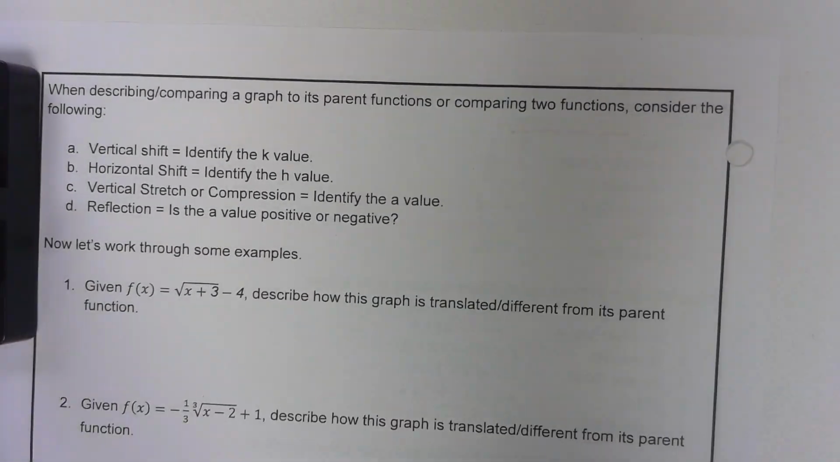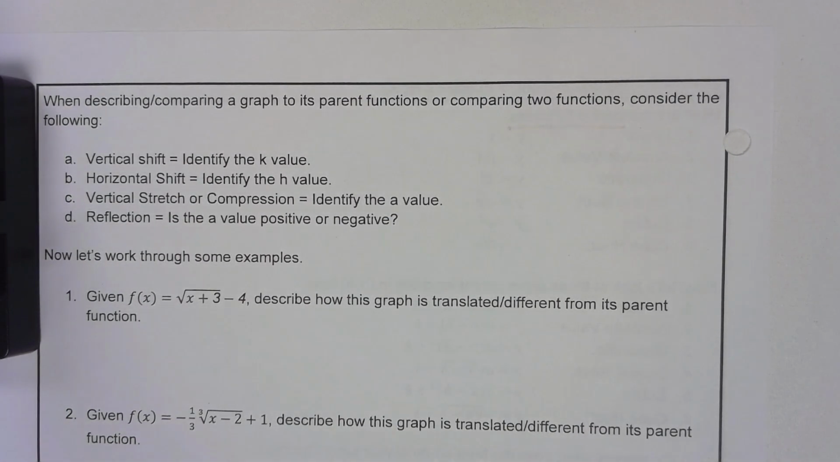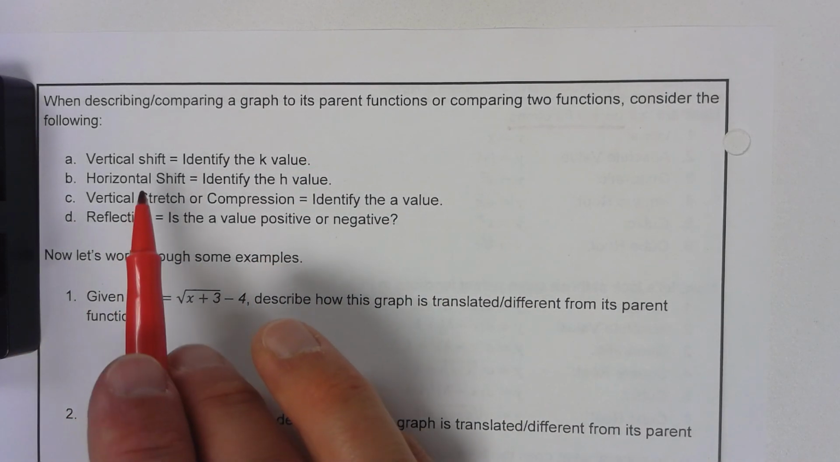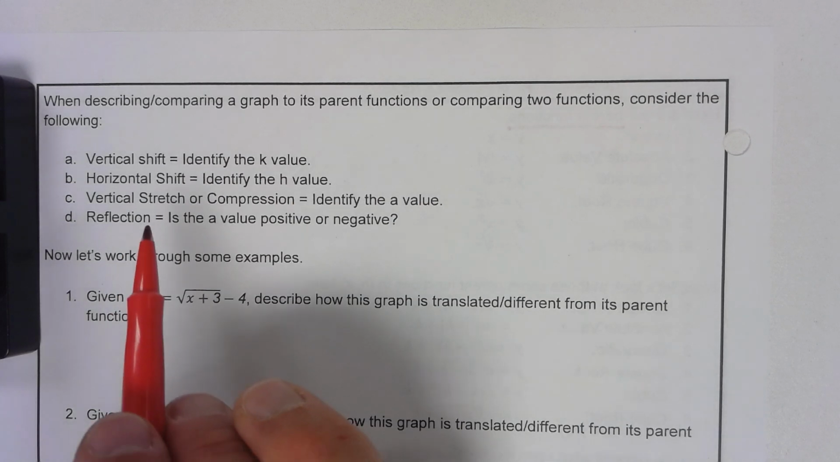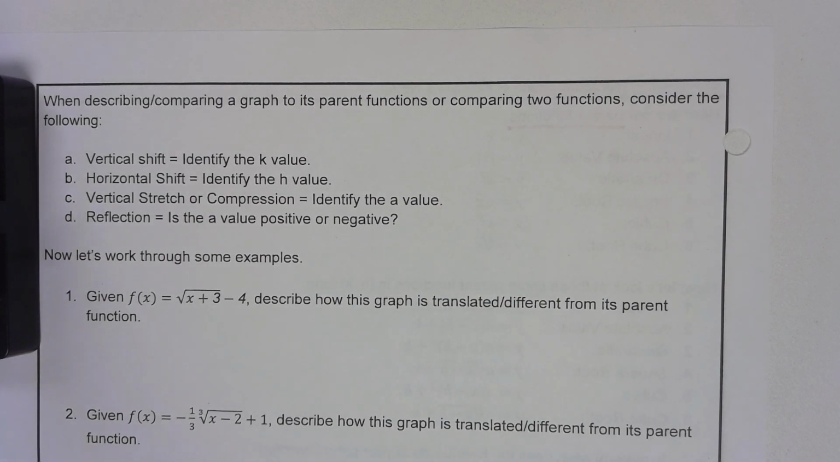All right, so we're going to be given a function. We're going to, one, identify the parent function. We're going to name the type of function. And then we're going to identify all the transformations. The last thing we're going to do is draw a sketch of the graph. That's where we can see the comparisons between the parent function and the new one that's been transformed. So we're really going to do a little bit more than what's being asked right here. When we're describing a graph compared to its parent function, we're identifying the vertical shift, the horizontal shift, whether it's stretched or compressed, then if there's any reflection. And all of that we should see in the equation.